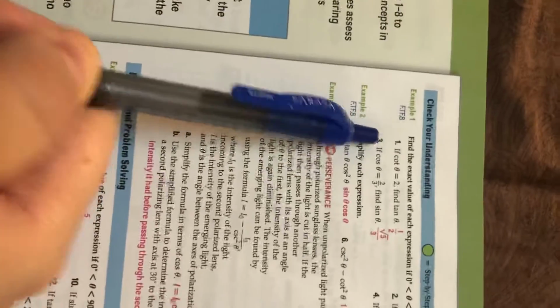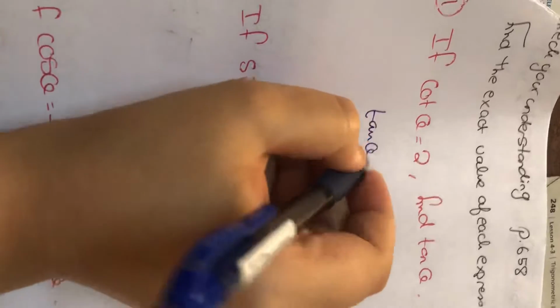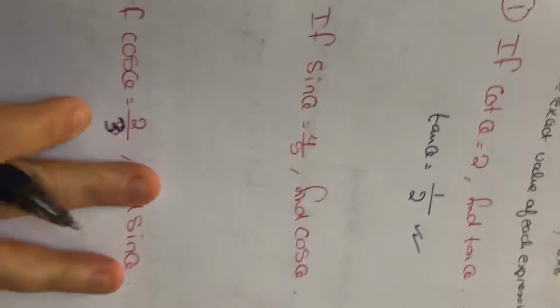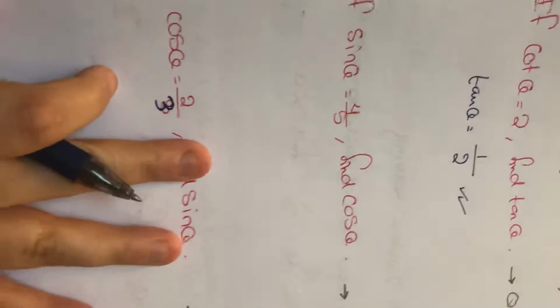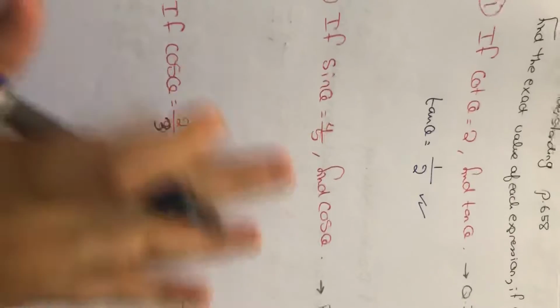In question number 1 here in your book, it says if cotan theta is equal to 2, find tan theta. Well, that's also an easy one. Tan theta is equal to 1 over 2 because it's 1 over cotan theta, and the answer is positive, and that's it. Over here, how can I relate sine and cosine?